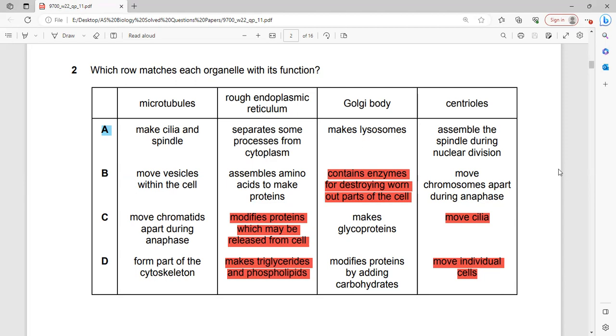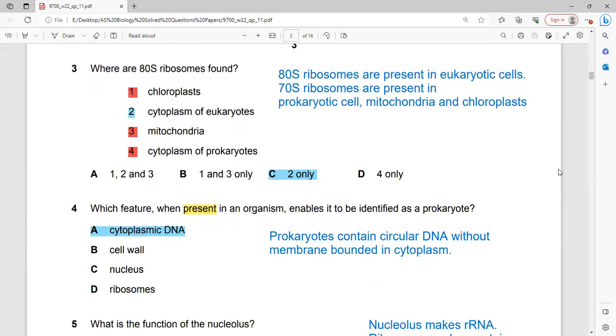For example, centrioles assemble the spindle during nuclear division. So they are making the mitotic apparatus or spindle fibers during nuclear division. That's a function of the centriole. While it also moves the chromosomes apart during anaphase, here option A is correct. I can explain the remaining part: the centrioles are part of the basal body in cilia and flagella, but they are not directly involved in the movement of the cilia and flagella. So here we have done. We're going to proceed to the next question.